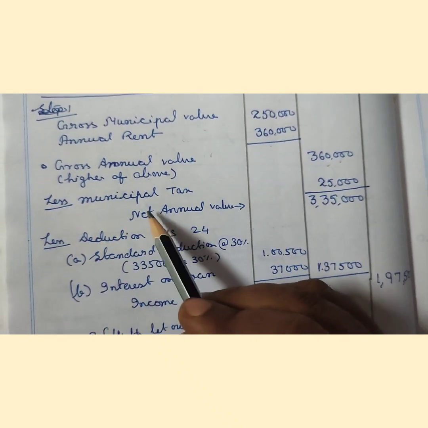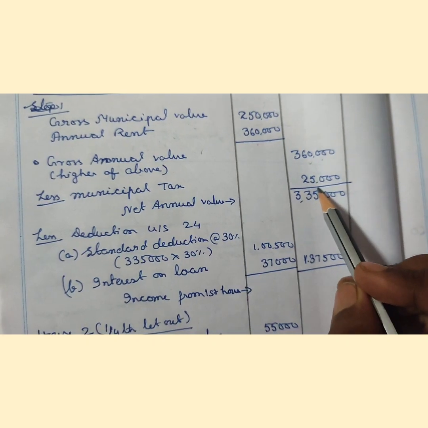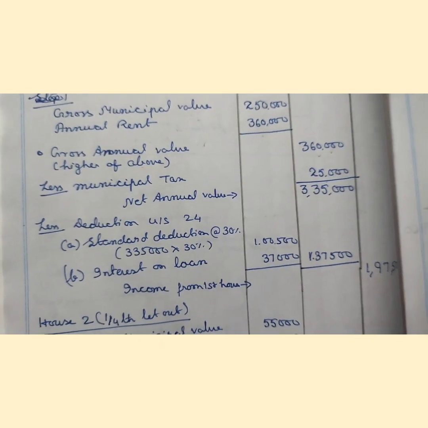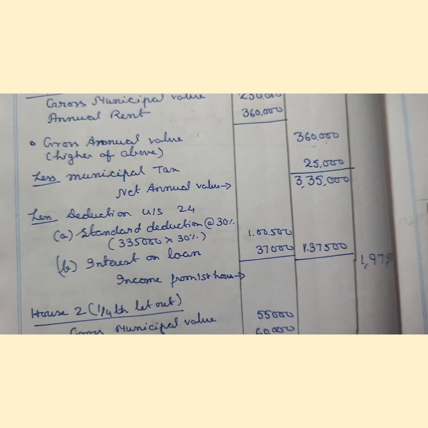From here you have to deduct municipal tax 25,000. Nothing is mentioned whether the municipal tax is paid by the tenant or the owner.